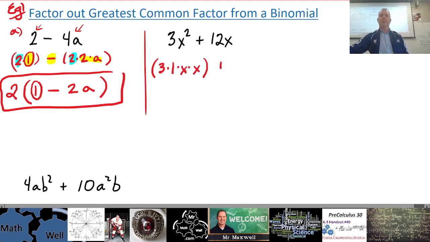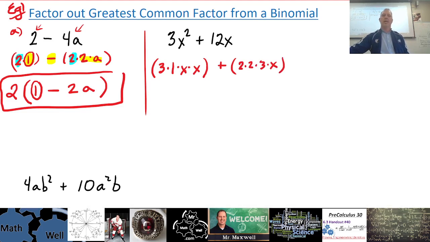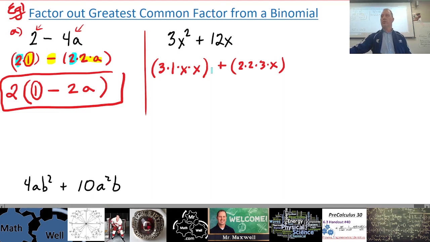Plus, now 12 in prime factors. You can think of just regular factors. 4 times 3, but 4 is 2 times 2. So I'm going to write 2 times 2 times 3, and then times x. And again, this is the way I want you to start doing this, because it's very methodical and very easy to see. You're going to be doing a lot of this in your head soon.